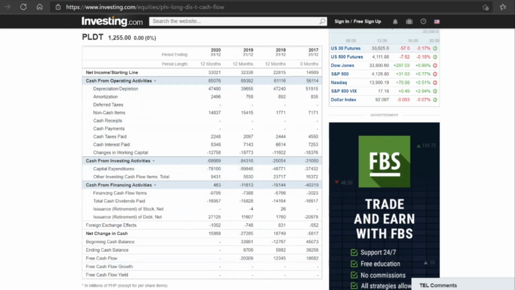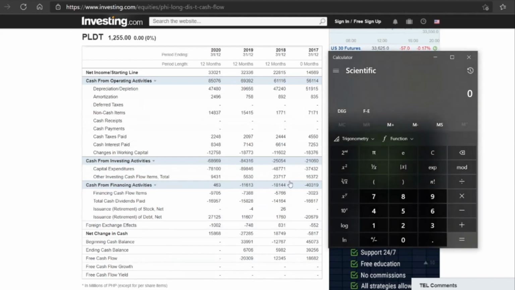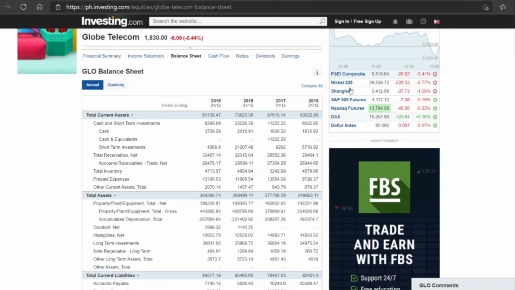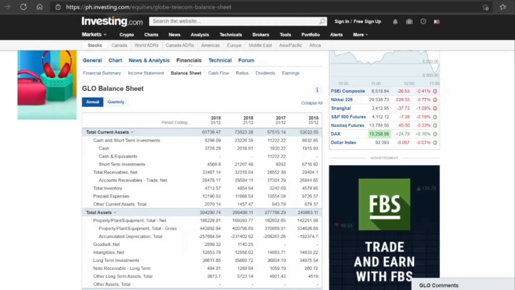But let's compute the free cash flow of 2020 since they already have the annual report for that. So cash from operating activities minus capital expenditure, we get 6,976. So let's save this for now, for we will be needing it later. Let's go to the next line on our list.